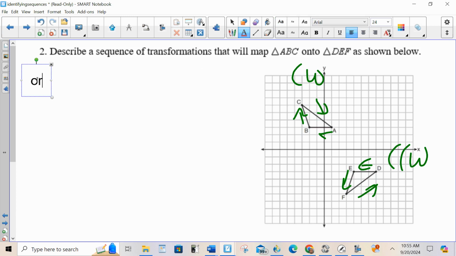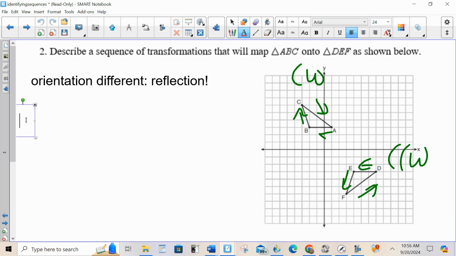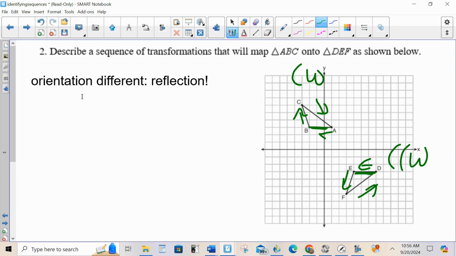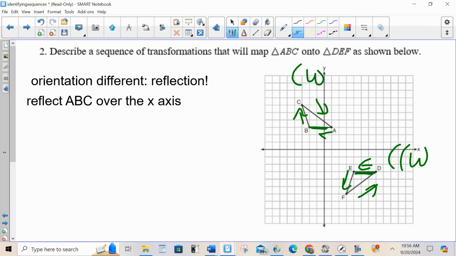Orientation different, reflection. So I'm going to use geometric common sense in order to get ABC onto DEF. It's kind of the opposite here. The flat piece is on the bottom, and here the flat piece is on the top. So in order to get it that way, I need to reflect over the x-axis. So I'm going to reflect ABC over the x-axis.